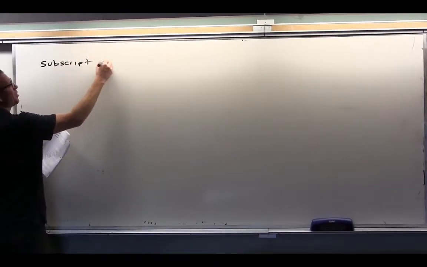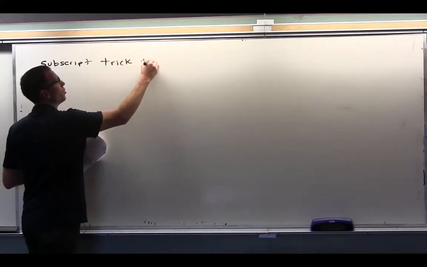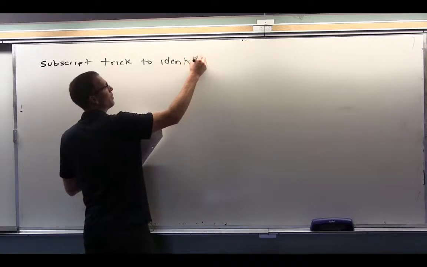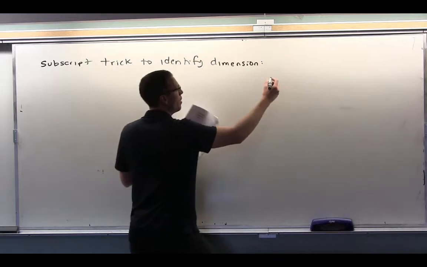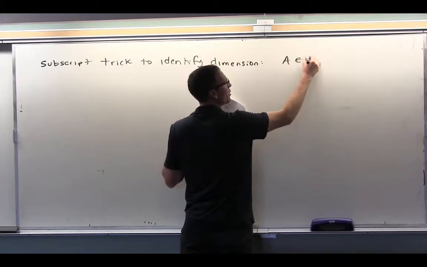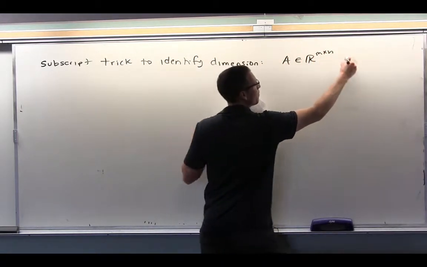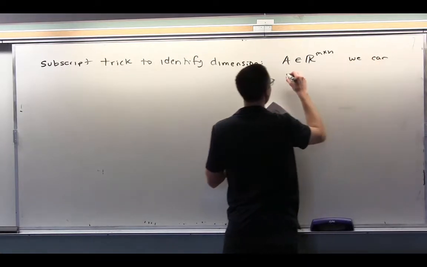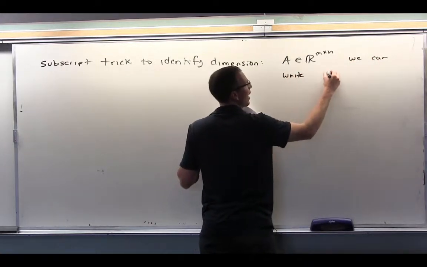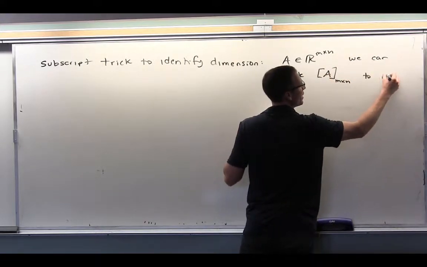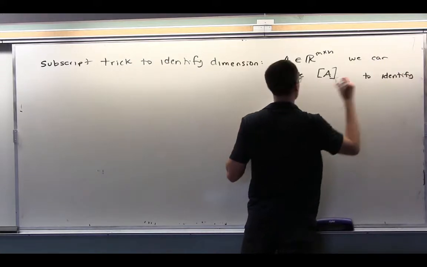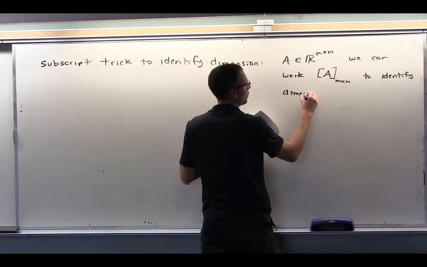Oh, I guess I just want to mention this. Subscripts. I guess you could call it a subscript trick to identify dimensions. And this is what my friend Omar was saying a second ago. If we have an element of R^{m by n}, we can write A, and I like to put braces, m by n, to identify dimensions for ourselves.